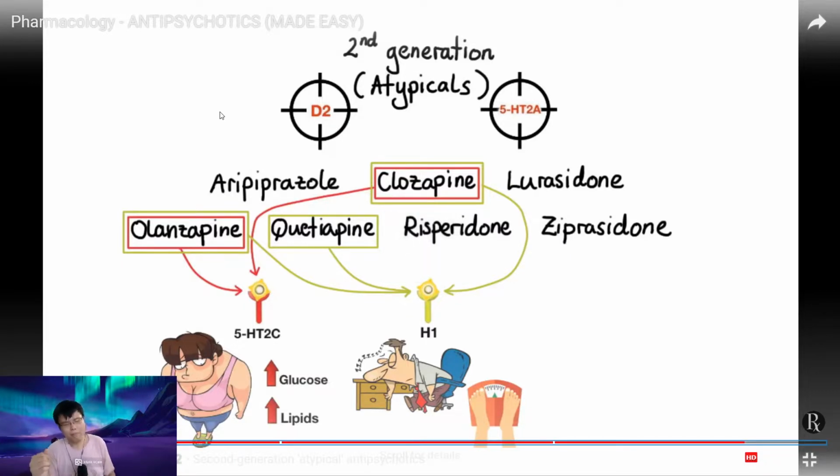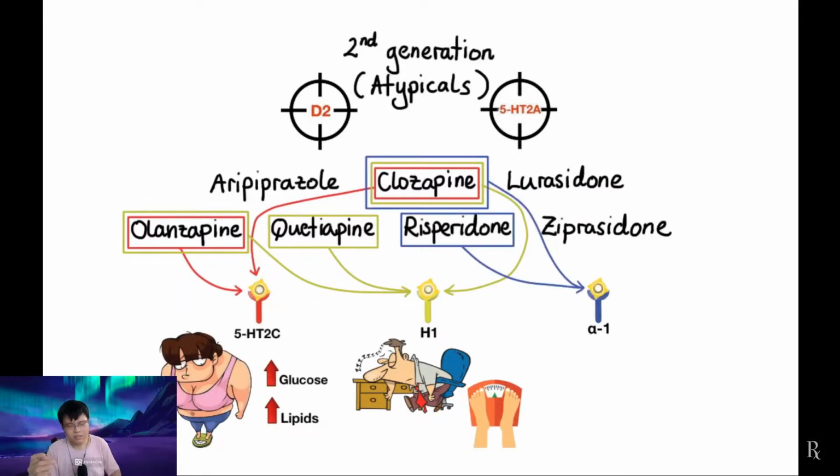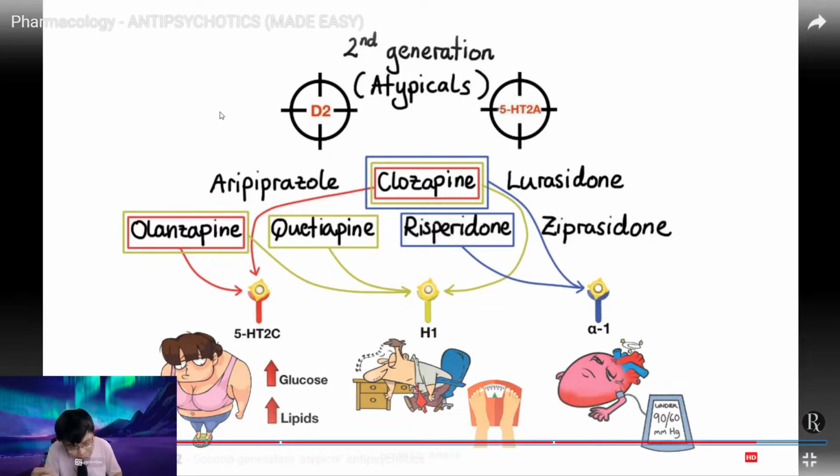Agents that have significant affinity for alpha-1 adrenergic receptors, such as clozapine and risperidone, may cause orthostatic hypotension. Yep, and quetiapine. Quetiapine actually has high affinity for the alpha-1 receptor, as does its metabolite. Regardless, you could still see a lot of orthostatic hypotension with quetiapine. Olanzapine, I have to double check if there is as much. I'm not sure about that one.